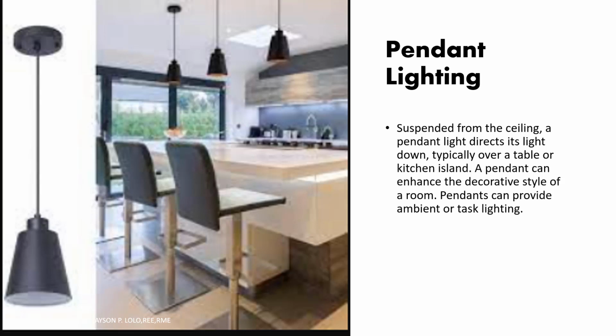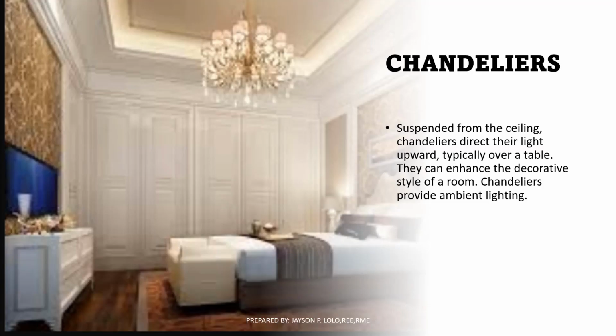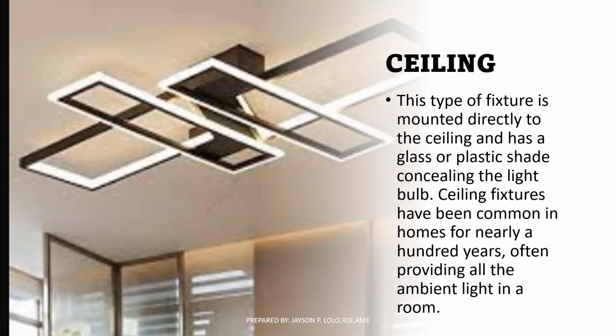Now, we already discussed the types of lighting. How about the lighting fixtures? We have many lighting fixtures that can be applied on some buildings, residential or commercial. The first one is the chandelier. This is suspended from the ceiling and it falls under suspended lighting, which is pendant lighting. The next one is the ceiling fixture. This type of fixture is mounted directly to the ceiling and has a glass or plastic shade concealing the light bulb.